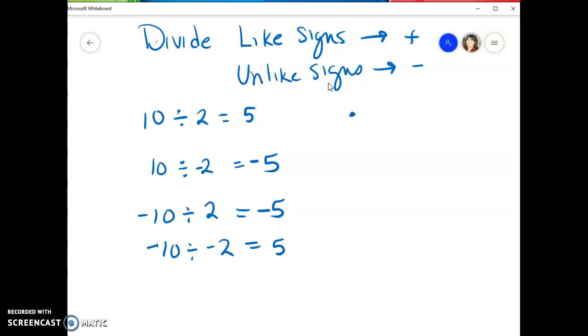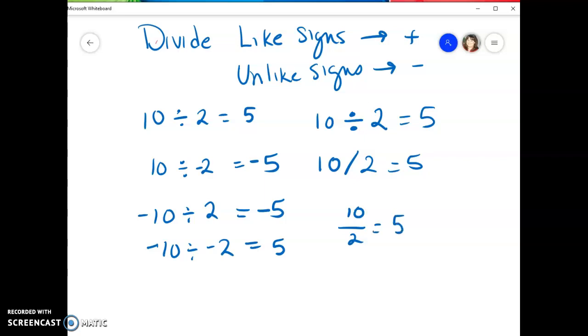Now division can be written in a variety of ways. You can write it with the symbol like this. You can write it with a slash like this. You can write it with a fraction bar like this. You can also write it with the long division symbol like this. So those are different ways that you'll see division written.